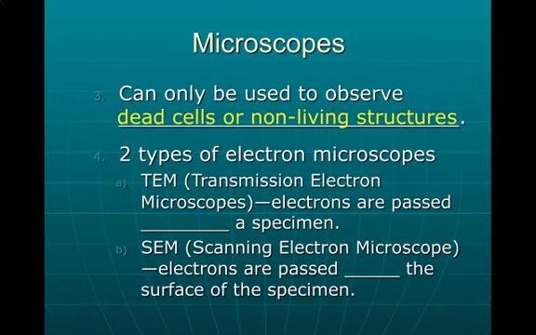Next, there are two types of electron microscopes. One is the transmission electron microscopes, or TEM microscopes. These have electrons that are passed through a specimen. Next are the SEM, the scanning electron microscopes. In these, the electrons are passed over the surface of the specimen. So TEM goes through and SEM goes over. So think about T for through and S for surface, so going over the surface.